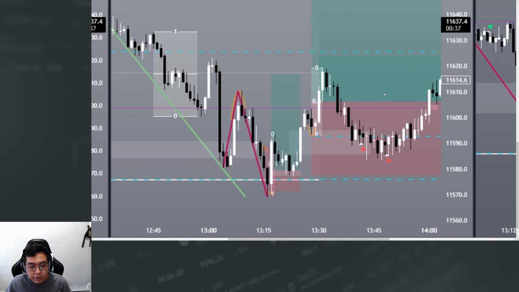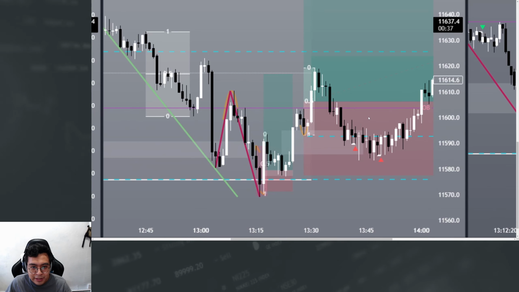We were taught in the 2022 mentorship that when price breaks off the short-term swing high, short-term swing low, we seek our fair value gap entry. So we have it here, right? But it's not just any kind of imbalance. It's actually a mitigation block.